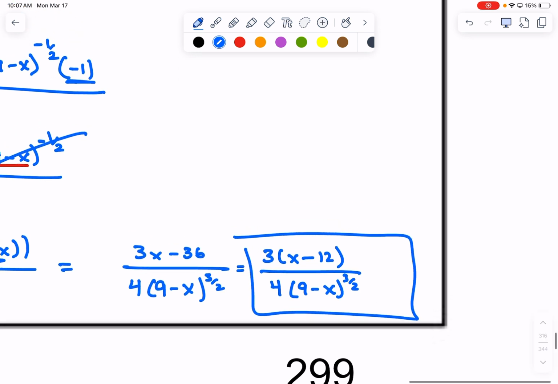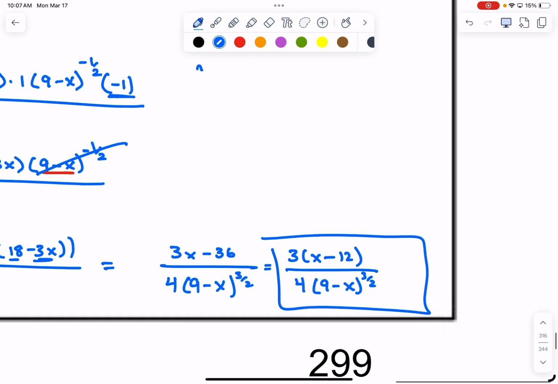All right. What are the critical values? What are the CVs for F double prime? This is helping with your assignment, by the way.